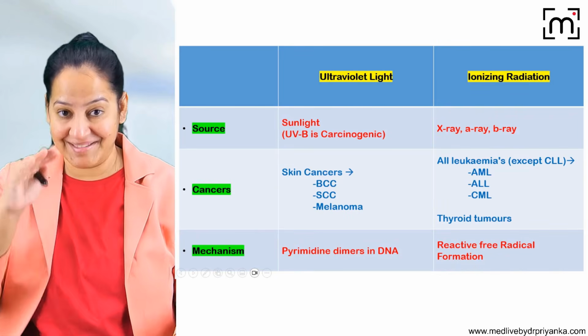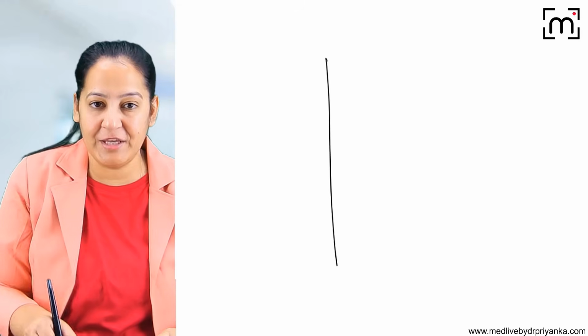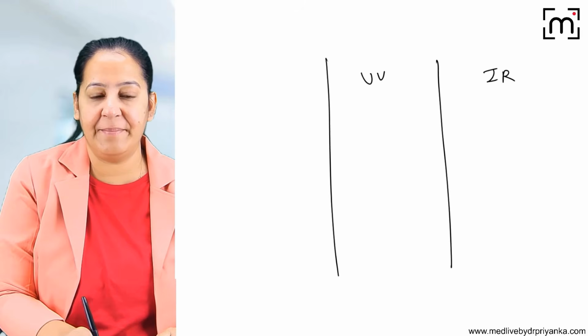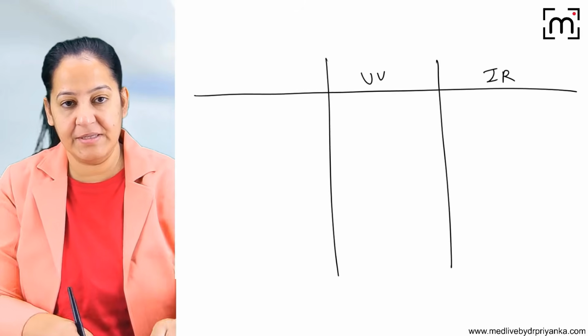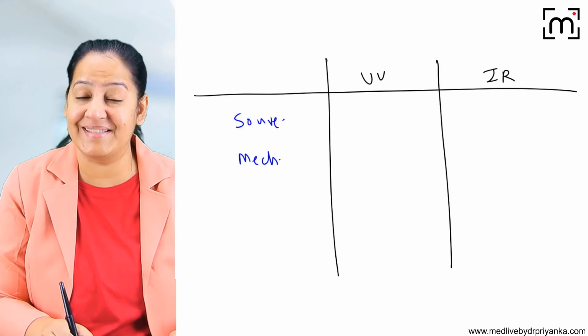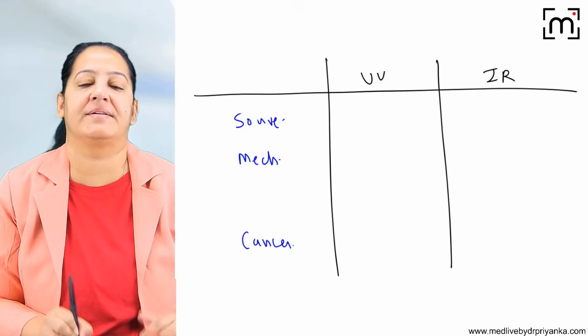So rather than reading, we will fill it. Tell me about UV and IR. Tell me three things about them. You have to tell me the source of both of them. You have to tell me the mechanism of cancer, how they cause cancer, and enumerate which cancers they cause.